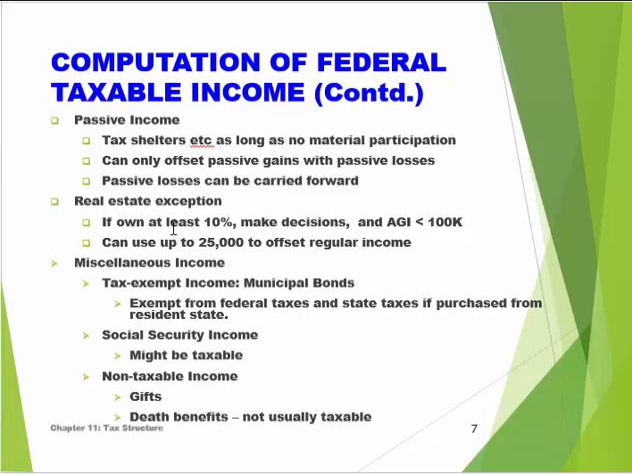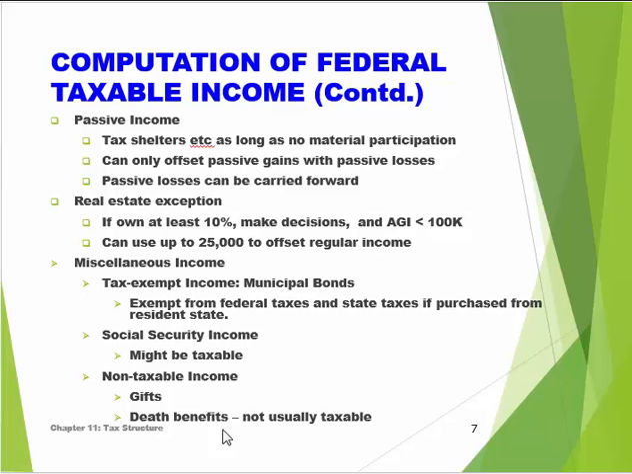But in real estate, there is an exception. If you're a small investor, you don't make a lot of money. That is, if your AGI is less than $100,000, and if you own at least 10% of the real estate and make decisions about it, then you can use up to $25,000 of losses to offset regular income. But other than that, all of this income is then netted and added into your taxes.